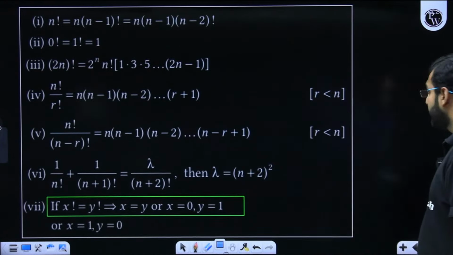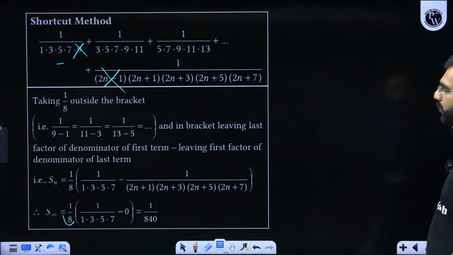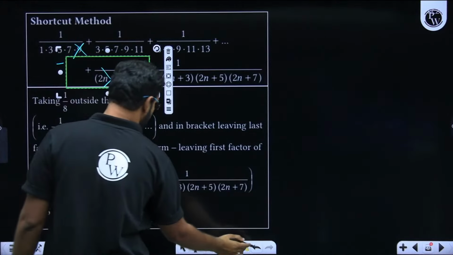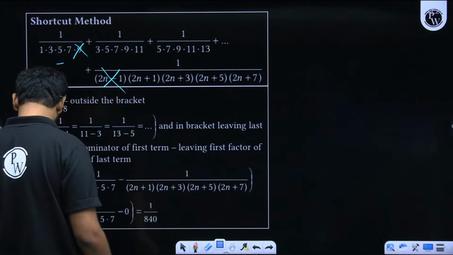I think I have repeated that only. Which one do you want me to repeat? This one? All I'm saying is that let's say there is a sequence. I'll write a different sequence. Let's say I'll take a different example here.